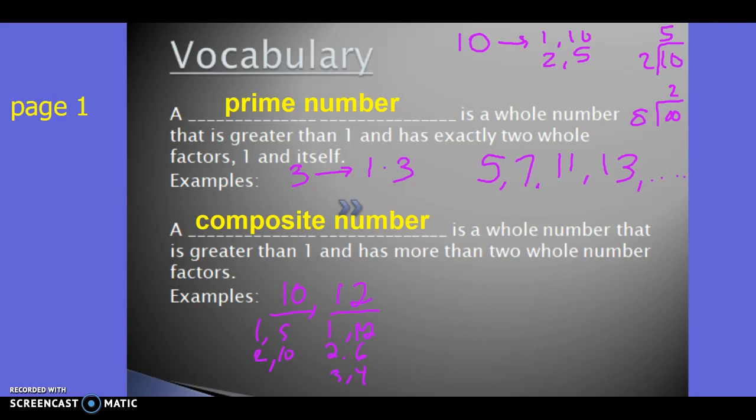Prime numbers only have 1 and themselves as a factor, and composite numbers have more than 1 and themselves as a factor. One other note, the number 1 is neither prime nor composite. Okay, so that's kind of a trick. 1 is neither prime nor composite. A chart of all the different prime numbers is posted on our Schoology page under the Unit 8 folder for you to look at.